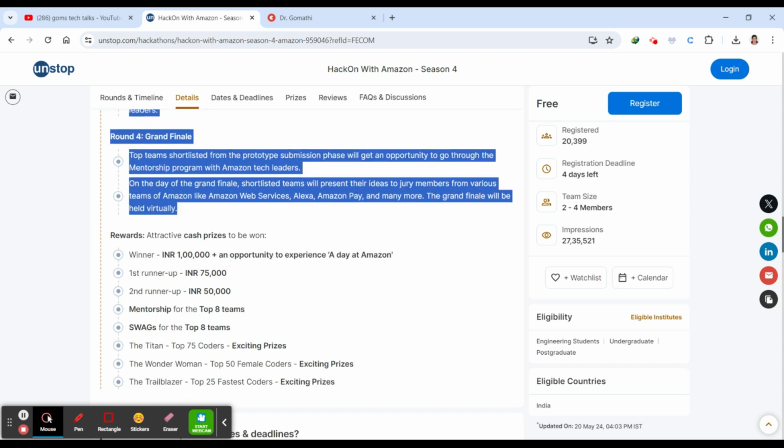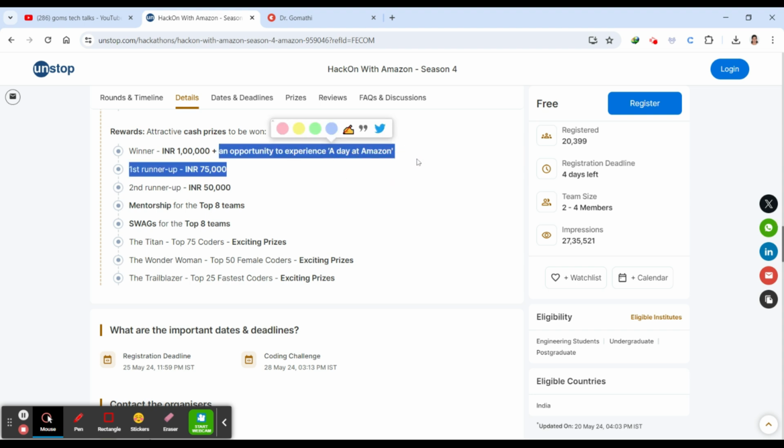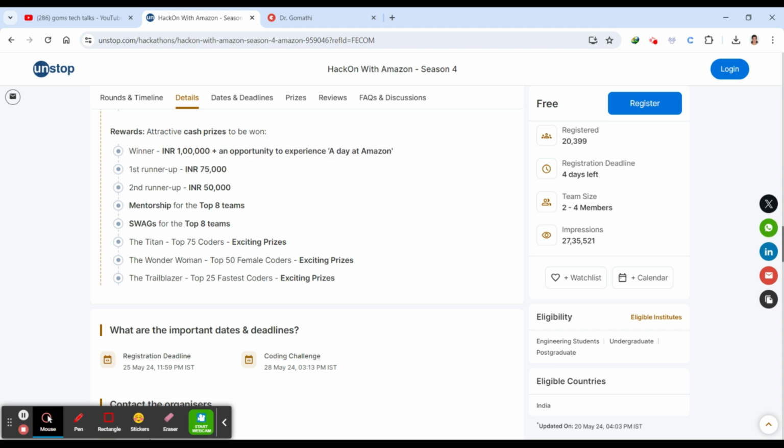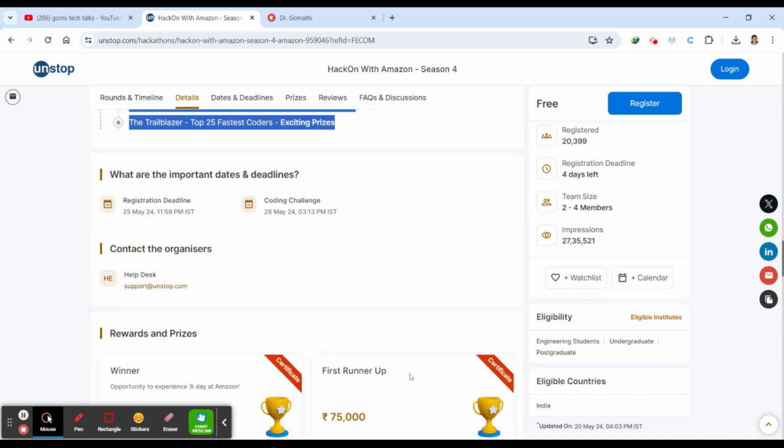What is exciting here is the awards and rewards. The winning team will receive a 1 lakh cash prize and an opportunity to experience a day at Amazon. The first runner up will get 75,000, then the next will get 50,000, and there is mentorship for the top 8 teams. You can see a lot of exciting rewards here.